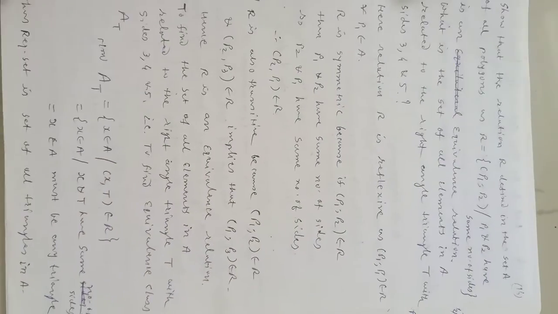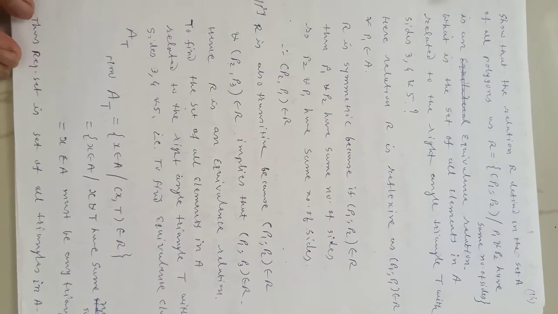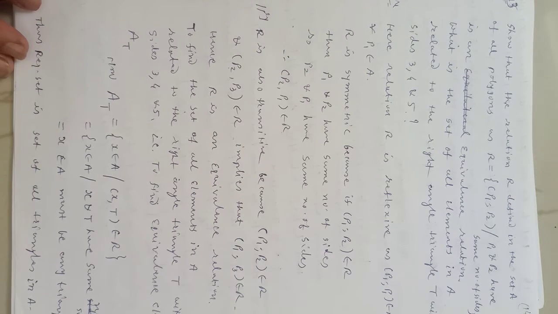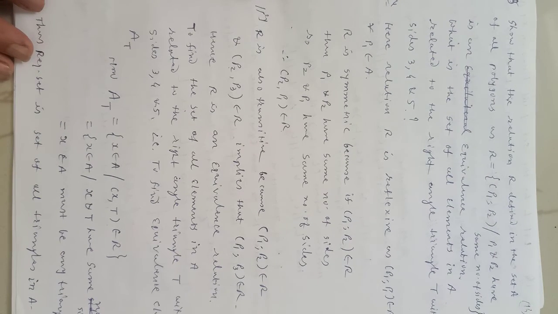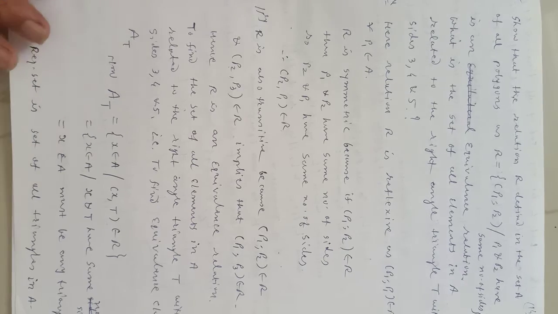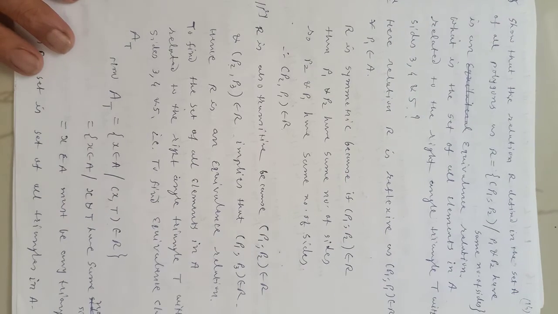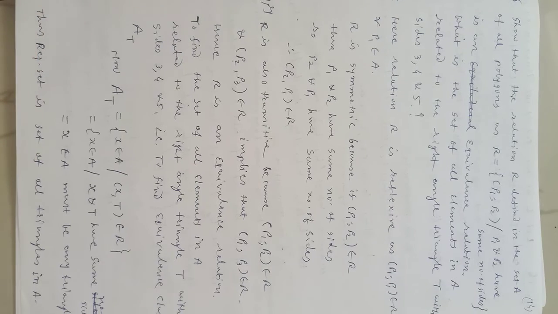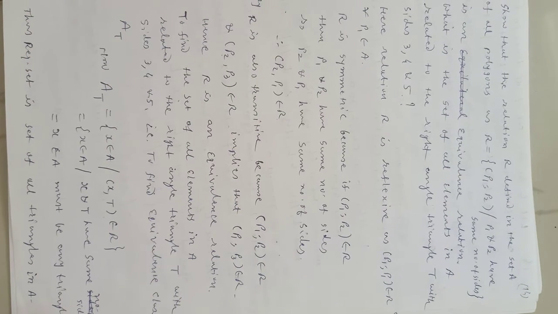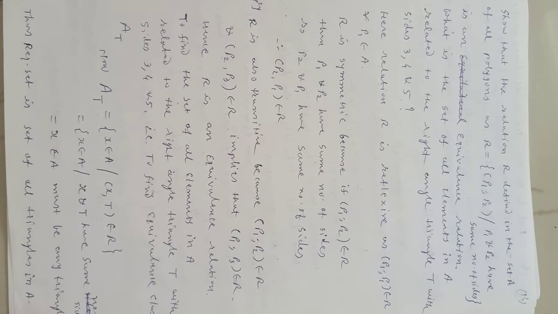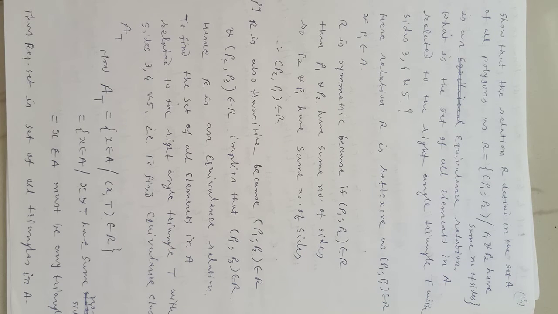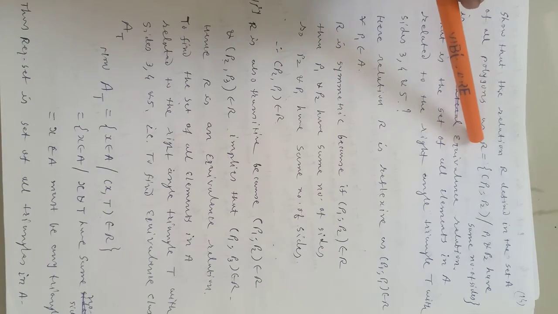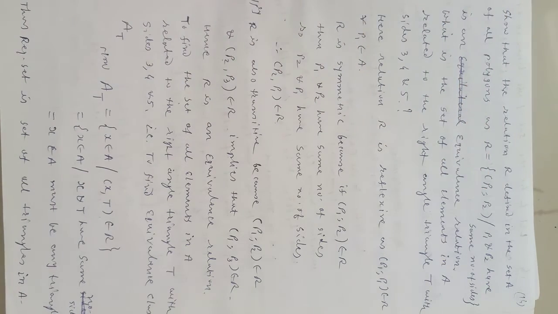Now, next example number 13. The relation is defined in set A of all polygons as capital R equal to the ordered pairs (P1, P2), where P1 and P2 have the same number of sides. See, carefully observe. What is relation R? It is the set of ordered pairs (P1, P2), where P1 and P2 have the same number of sides.